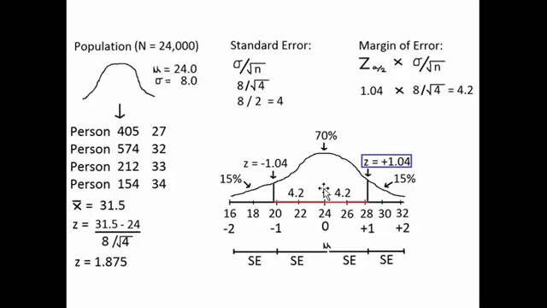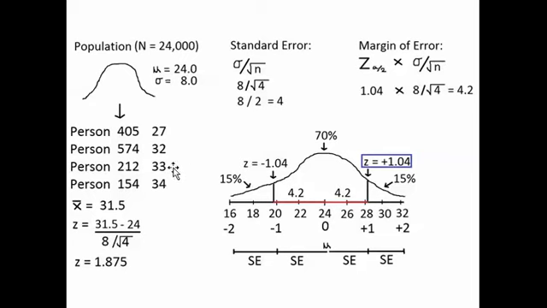That means that the distance from the population mean to the lower end of the middle 70% of the possible samples is 4.2, and the distance from the population mean to the upper end of the middle 70% of the possible samples is 4.2. I want to spend a few moments talking about what this margin of error of 4.2 is actually telling us. It's really telling us 3 different things.